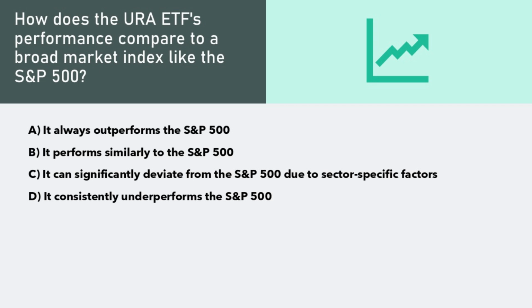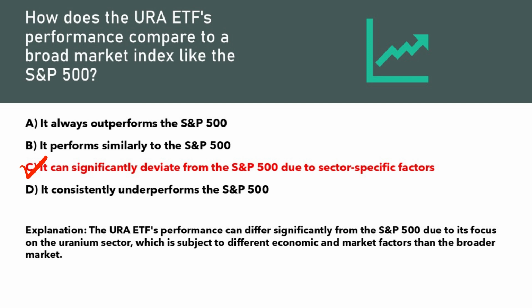How does the URA ETF's performance compare to a broad market index like the S&P 500? Answer: C. It can significantly deviate from the S&P 500 due to sector-specific factors. Explanation: the URA ETF's performance can differ significantly from the S&P 500 due to its focus on the uranium sector, which is subject to different economic and market factors than the broader market.